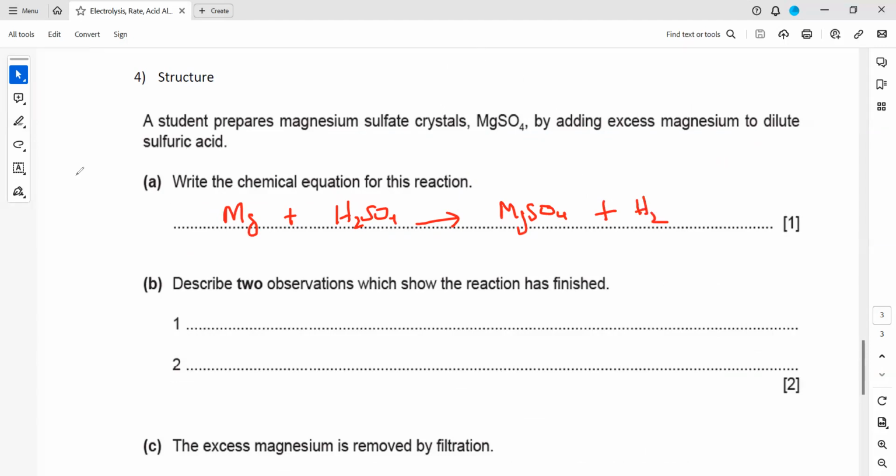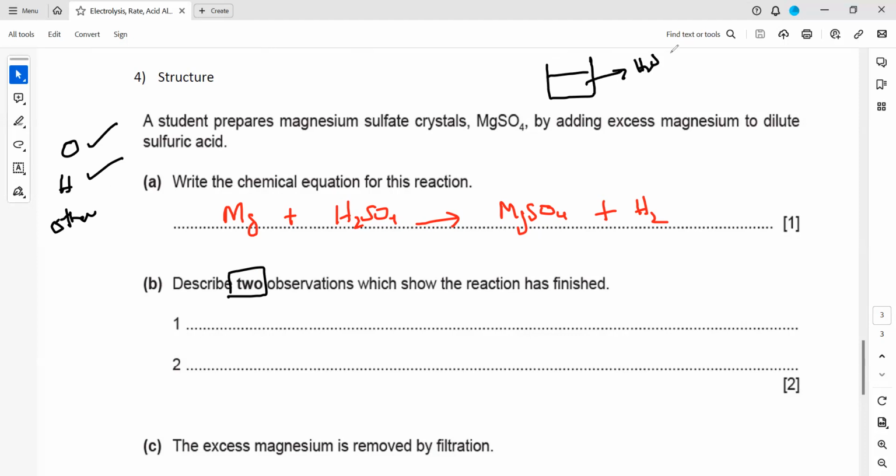Then you check the balancing of the equation. You start with oxygen, followed by hydrogen and then any other element. Oxygen is already balanced. Hydrogen is already balanced. Sulfur is balanced. So this equation is balanced.